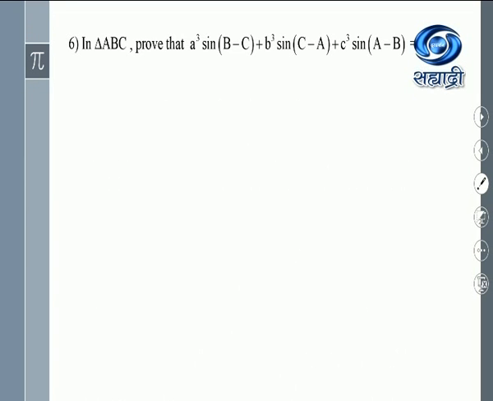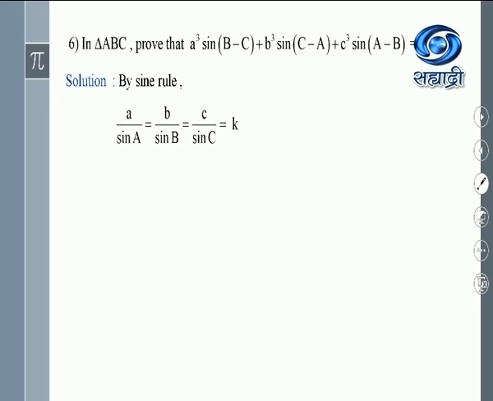Okay, now sum number 6. In triangle ABC, prove that a cube sine of b minus c plus b cube sine of c minus a plus c cube sine of a minus b is equal to 0. Start with LHS. Here, these are the sides you know, a cube, b cube and c cube. So if we use the sine rule, it becomes convenient.